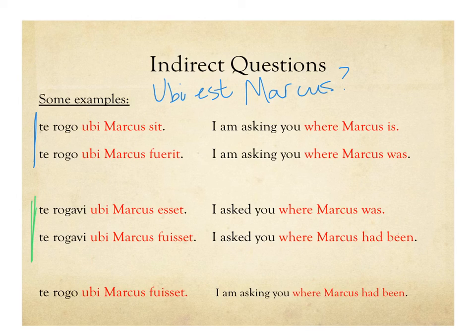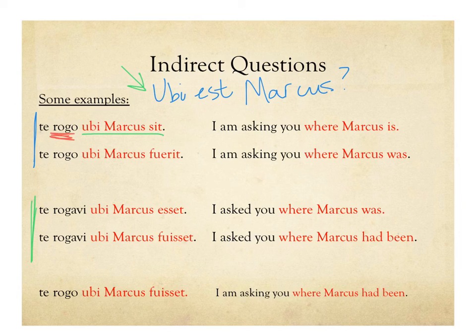So te rogo, I'm asking you, ubi Marcus sit, where Marcus is. So you can see I've transformed this original question, ubi est Marcus, into this, ubi Marcus sit. So it's the same words except that now it's in the subjunctive after this verb of asking. And you can see that I'm asking because where Marcus is, where he may be, because I'm not sure where he is, right? So it's that uncertainty of the speaker that puts it into the subjunctive, but we translate it like it's an indicative in English.